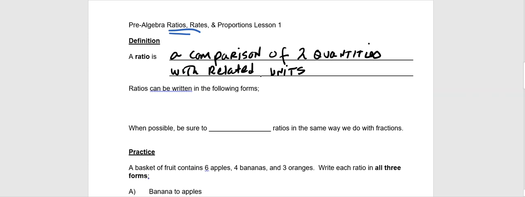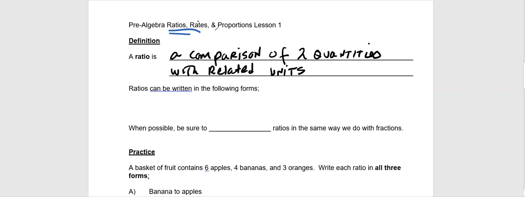So what I mean by that is if we can compare things that have related units, say feet and inches, those are related because they're both units of measurement for distance or length. So we could put a ratio together with those, versus something that does not have related units like miles and hours. That would not be a ratio. That will be something that we'll talk about later down the road, more specifically called a rate.